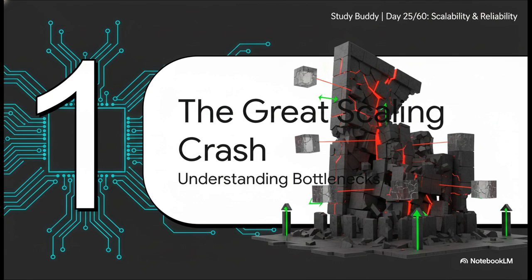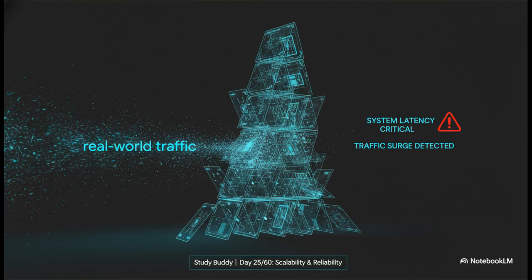All right, first things first, we have to properly diagnose the problem. Why do so many promising AI systems just completely collapse under pressure? Let's dig into the anatomy of this, the great scaling crash. You see, scaling is the ultimate stress test. It's the moment of truth. And if your system wasn't designed for it from the get-go, it's really just a house of cards, isn't it? Just waiting for that first big gust of real-world traffic to come tumbling down.